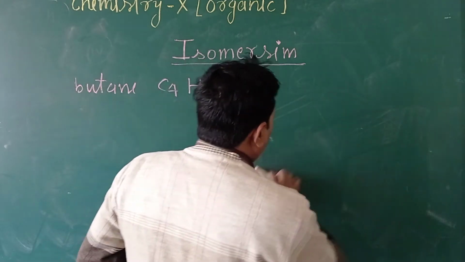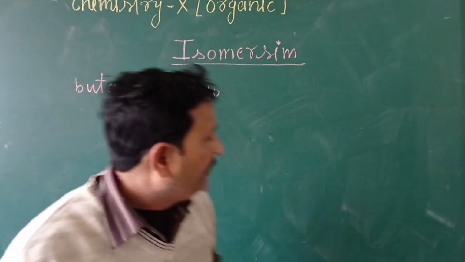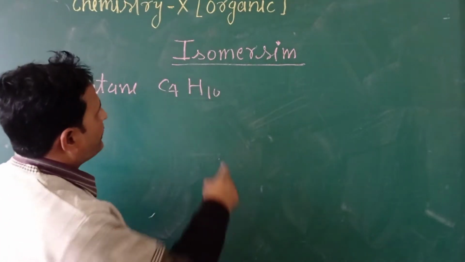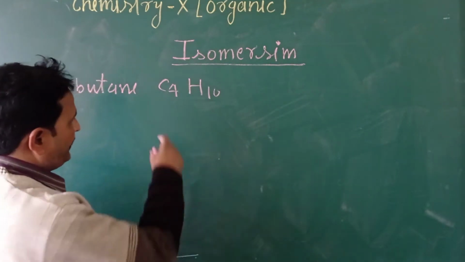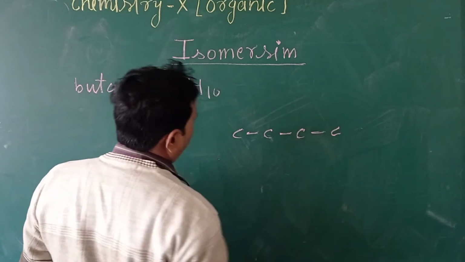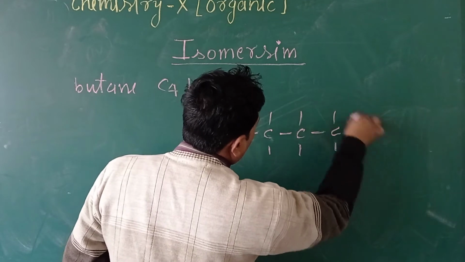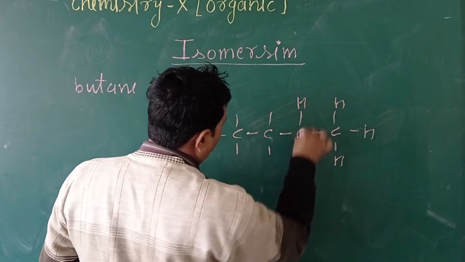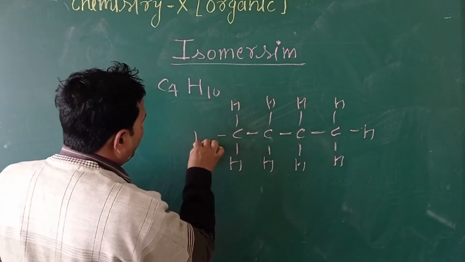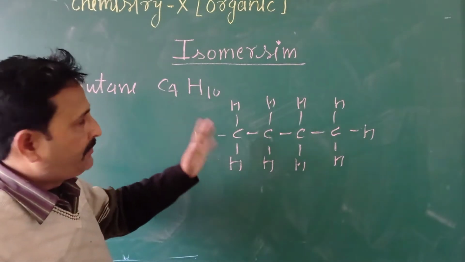Now, compounds having the same molecular formula but different structural formulas are known as isomers, and this phenomenon is called isomerism. See, 4 carbon, 1, 2, 3, 4 carbon, and 10 hydrogen. This formula is called the graphic formula, a branch structural formula.